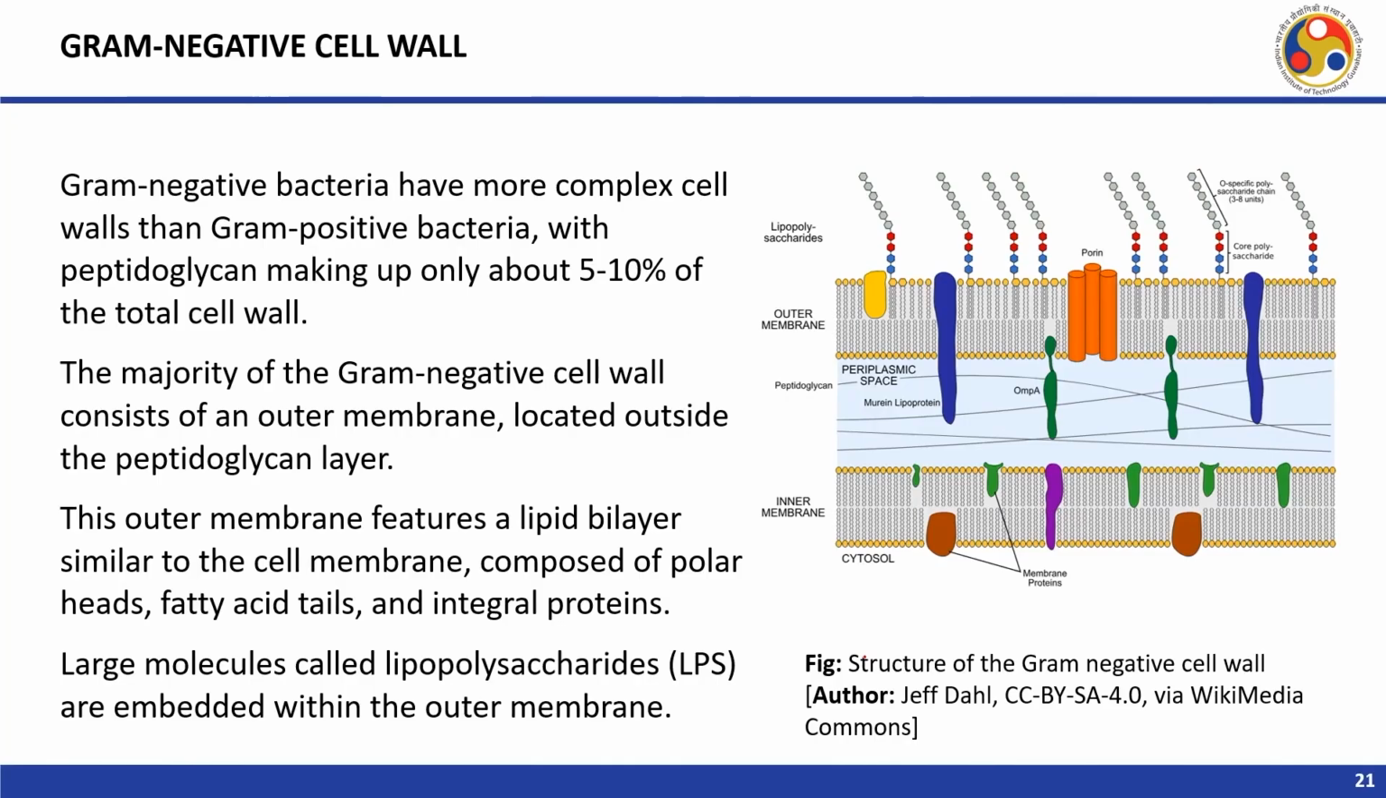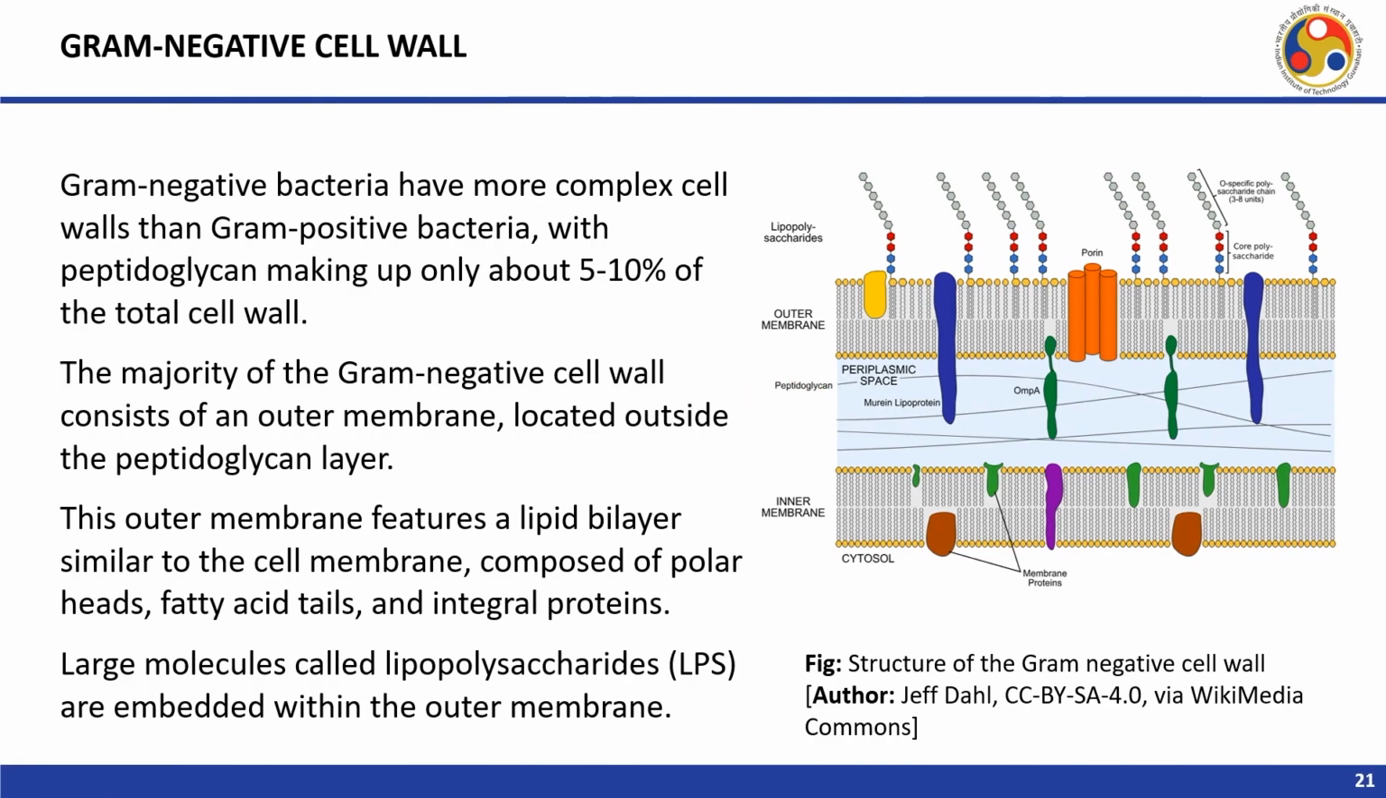caused by Staphylococcus aureus. Let us look into the gram-negative cell wall, which is more complex than the gram-positive bacteria, with peptidoglycan making up only about 5 to 10% of the cell wall. The majority of the gram-negative cell wall consists of an outer membrane located outside the peptidoglycan layer.